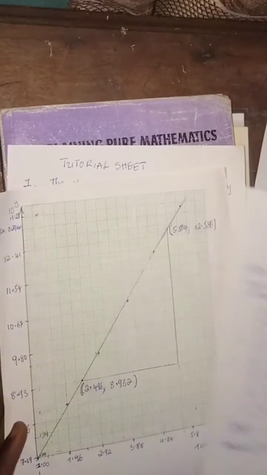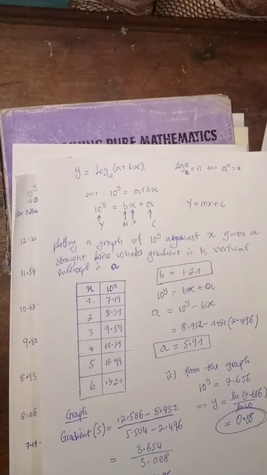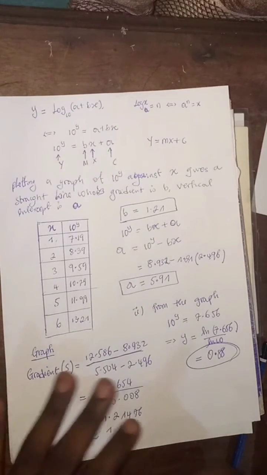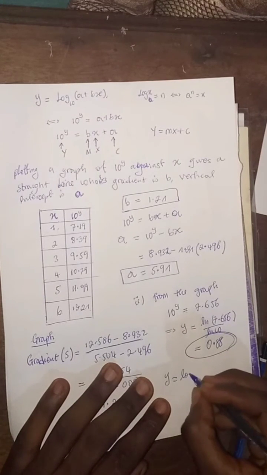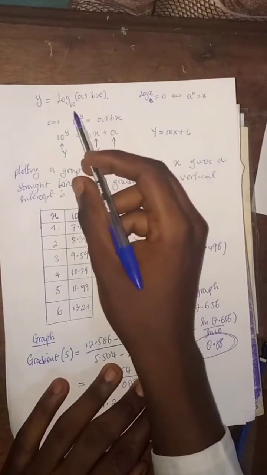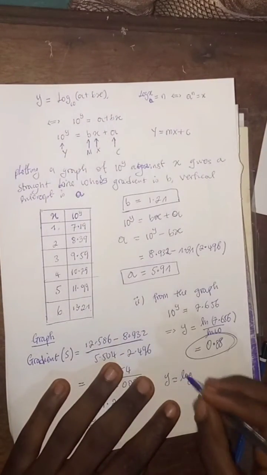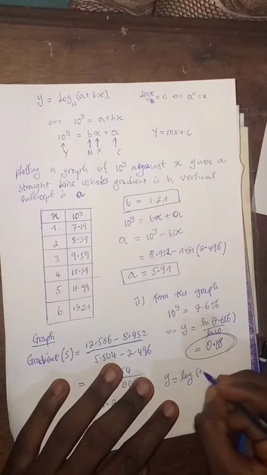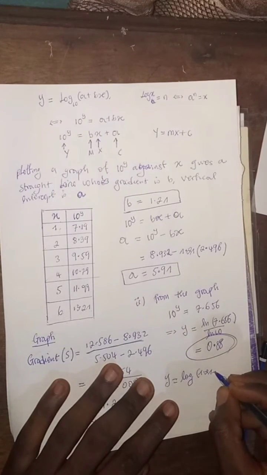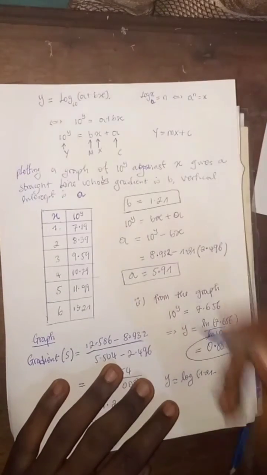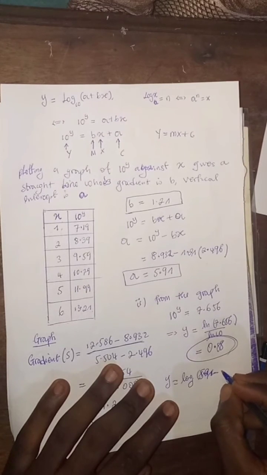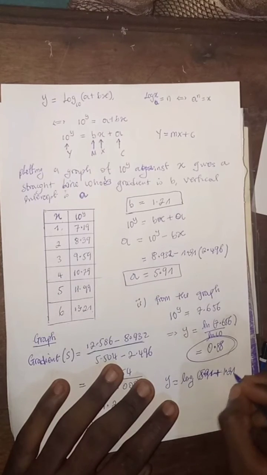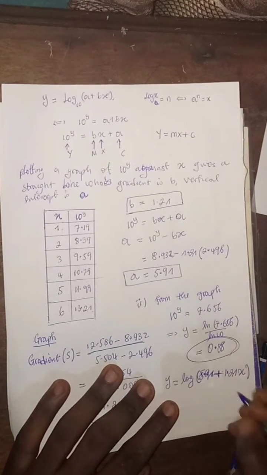And now, to get the relationship between the variables, we have y equals to what? Log to the base 10. Even if you write log without indicating the base, it shows that it's in base 10. So I can just have log of what? My a, which is 5.91, plus b. My b was 1.21 times x. So that's the relationship between the variables.